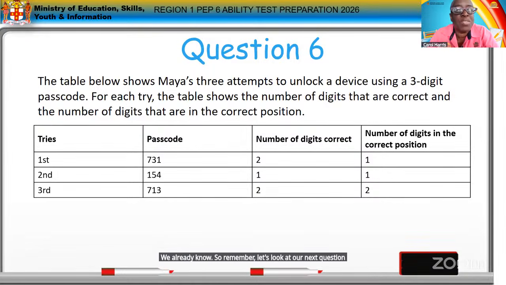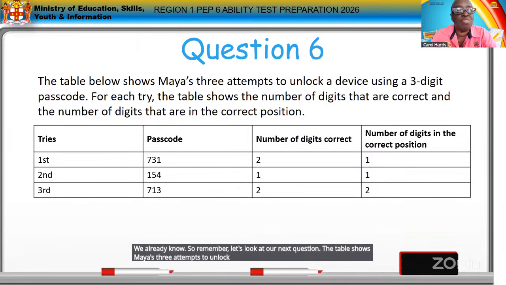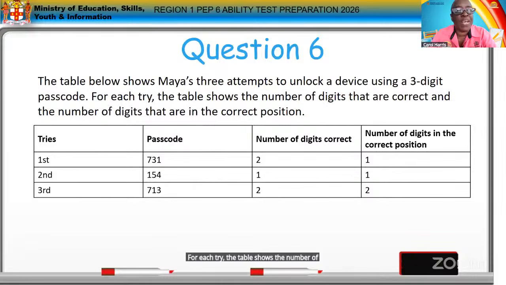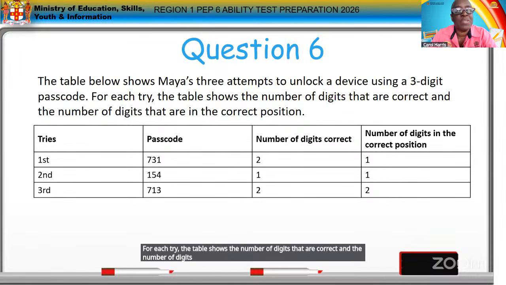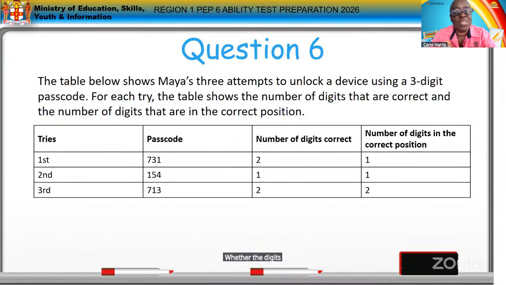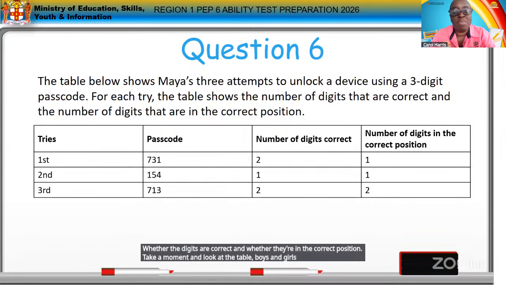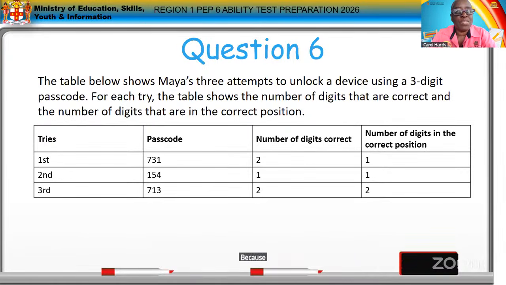The table shows Maya's 3 attempts to unlock a device using a 3-digit passcode. For each try, the table shows the number of digits that are correct and the number of digits that are in the correct position. So there are 2 aspects being looked at, whether the digits are correct and whether they're in the correct position. Take a moment and look at the table, boys and girls. Take a moment and look at the table. Because our question now to you is, taking the table a little bit. All right.